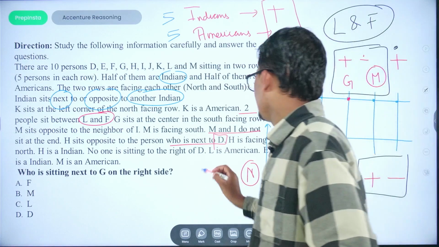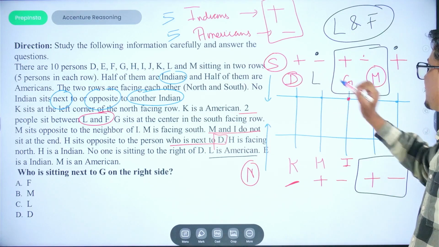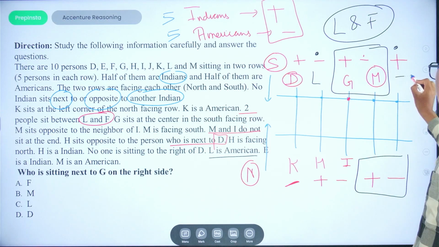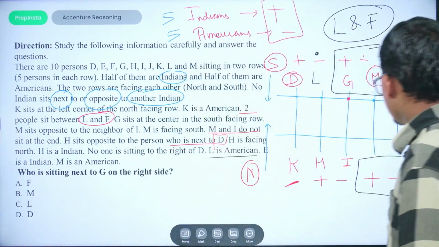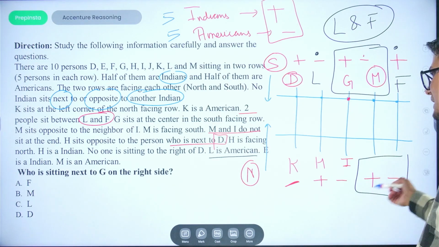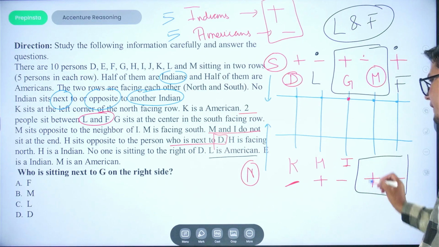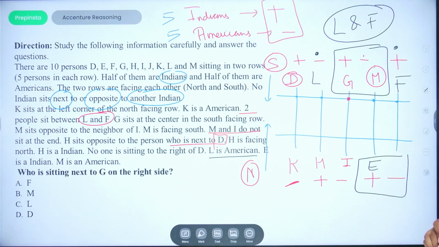Now whatever the condition is given, let us say L is an American, so American is represented with a negative sign, so L will be seated here, and F will be positioned to this particular position. Okay, further what we are given, E is an Indian, so we are left with two positions, here E will come, right? So E is an Indian, that means this position would be occupied by an Indian, that means E will come here. M is an American, right? So M has already occupied this particular position.